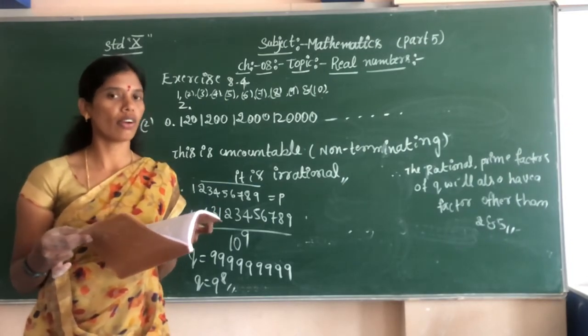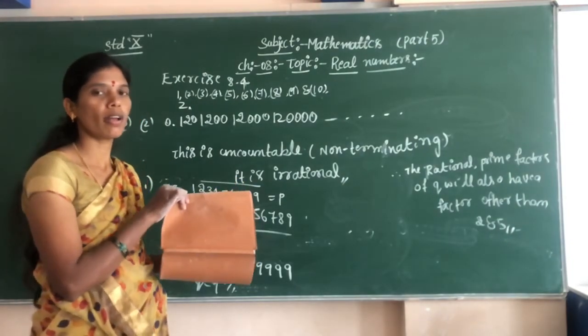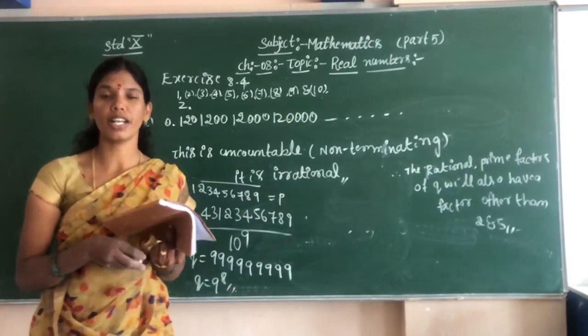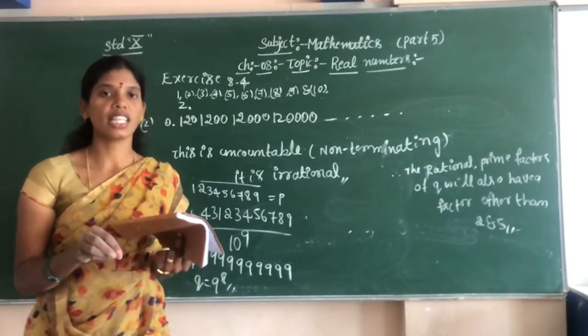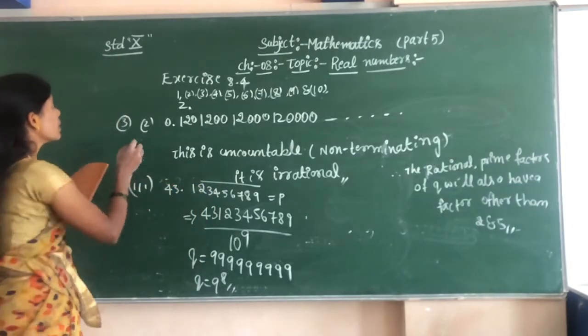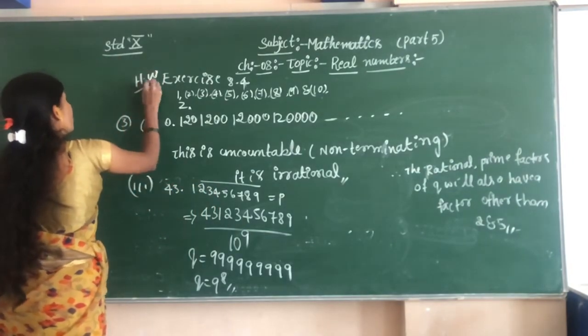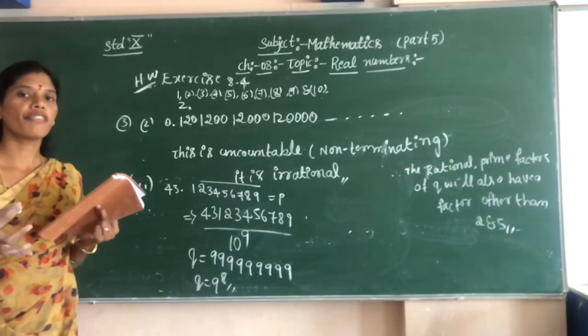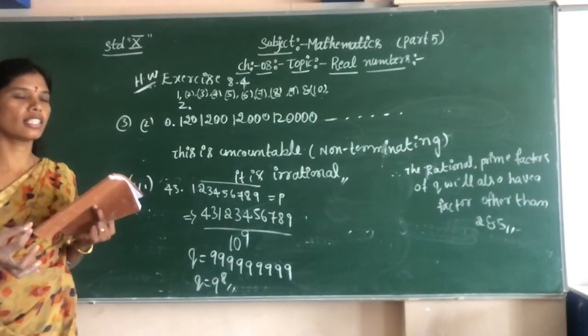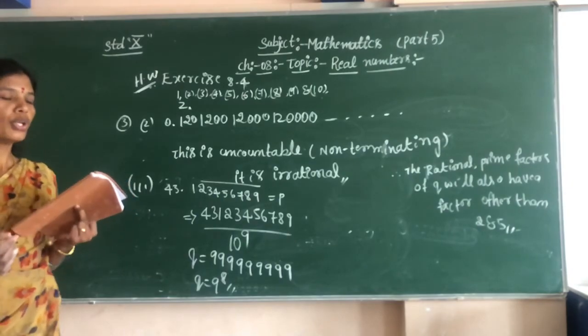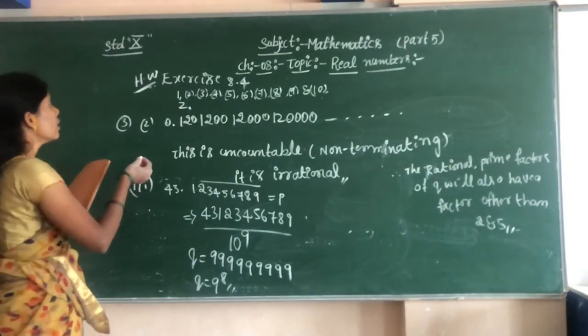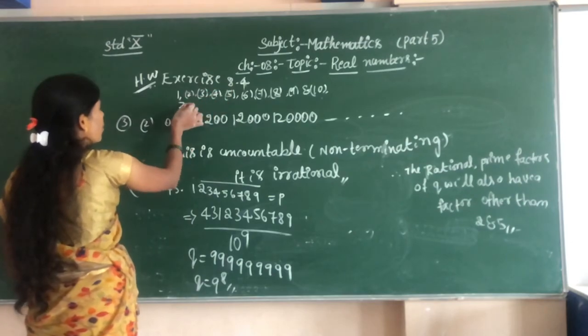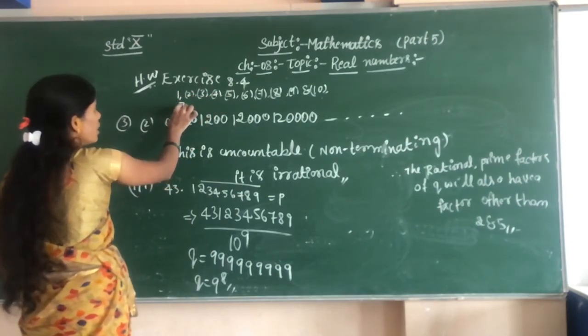Okay, children, have you understood? This one, terminating and non-terminating, you check in the exercise. This is the homework you do. In both numerator and denominator, use the prime factorization. Okay, children, this is it. Homework: exercise 8.4, first one and second one, do the homework.